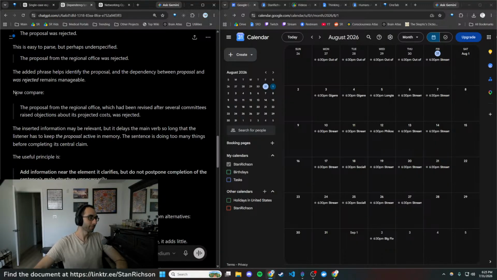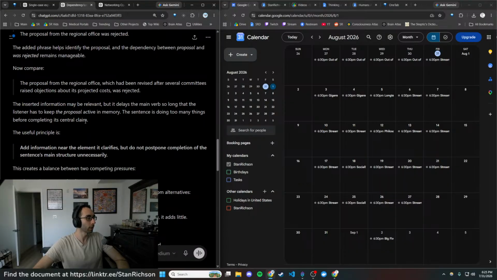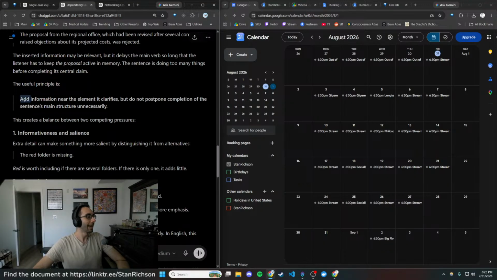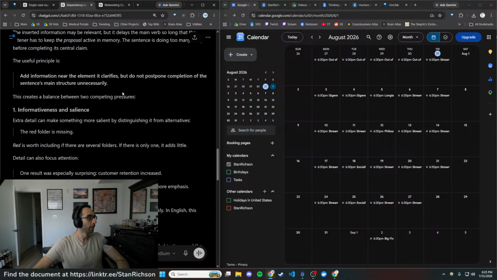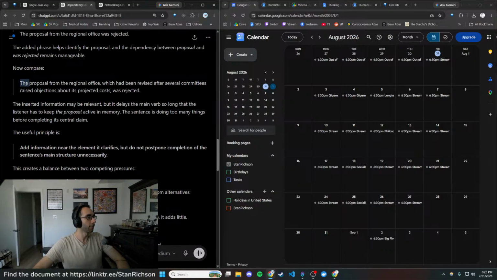Now compare the proposal from the regional office, which had been revised after several committees raised objections about its projected costs, was rejected. The inserted information may be relevant, but it delays the main verb so long that the listener has to keep the proposal active in memory. The sentence is doing too many things before completing its central claim. The useful principle is add information near the element it clarifies, but do not postpone completion of the sentence's main structure unnecessarily. So then my question would be, how would you go about doing that?